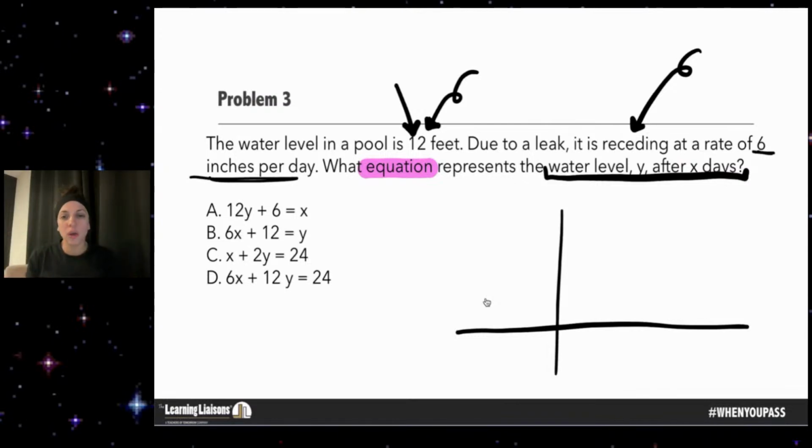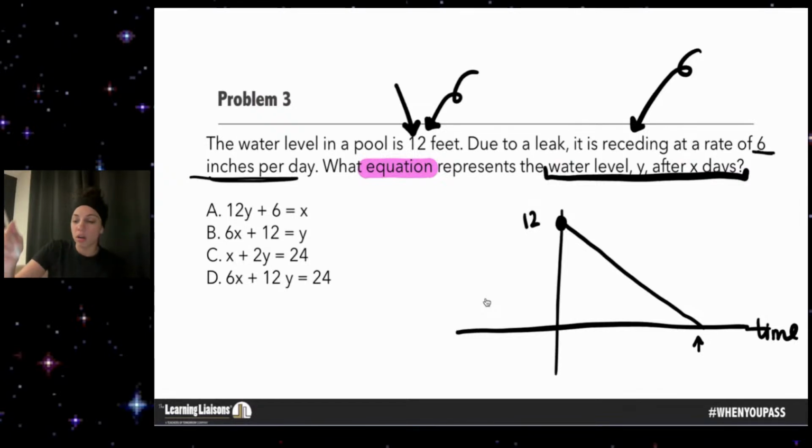Keep that in mind. So I'm starting at 12, and when I'm looking at a graph, time is usually your X, and then your distance or your feet or your amount is usually your Y-axis, right? So if I'm starting at 12 feet, and then it's decreasing, and I don't do anything about it, eventually I am going to hit no more water. So this value is going to be the amount of time it took for there to be no more water in my tank.